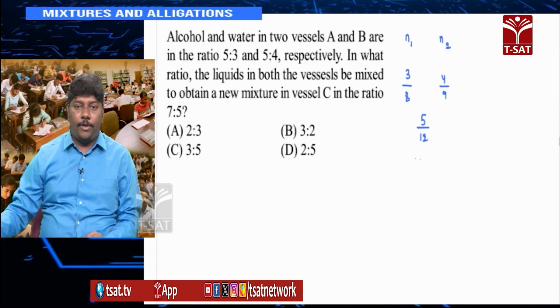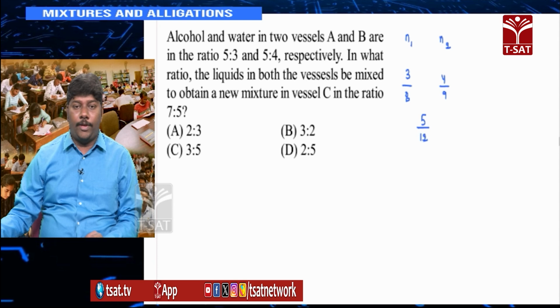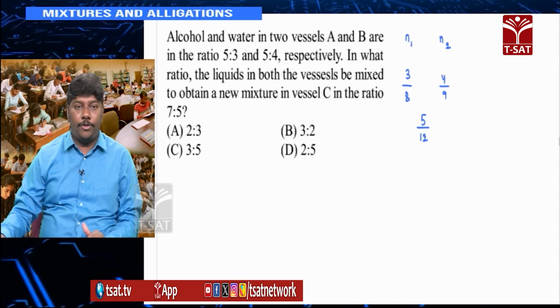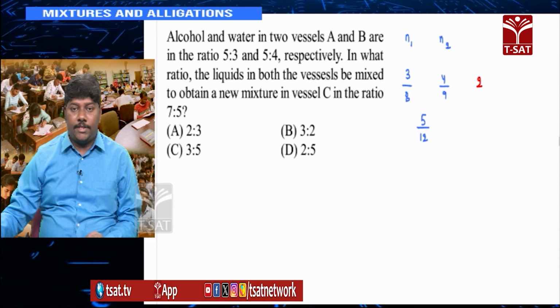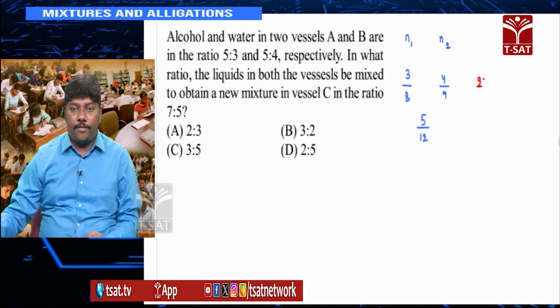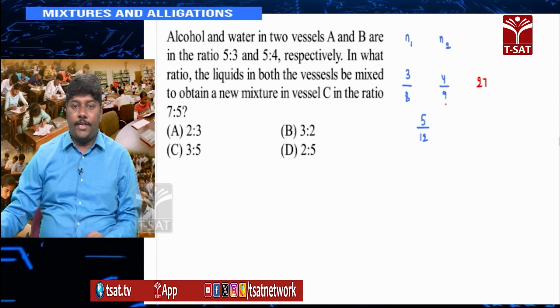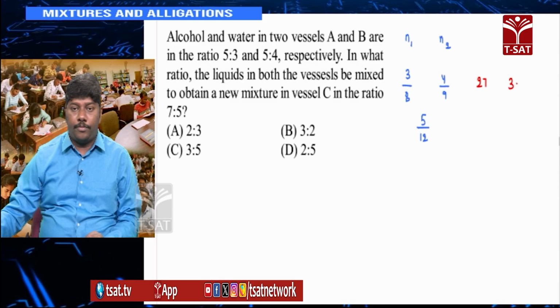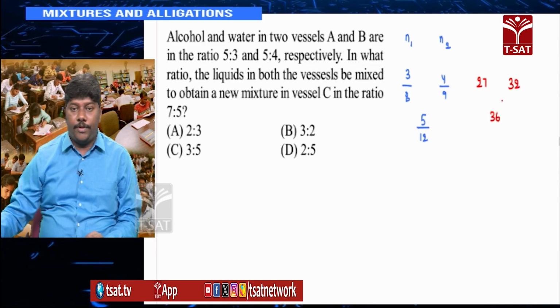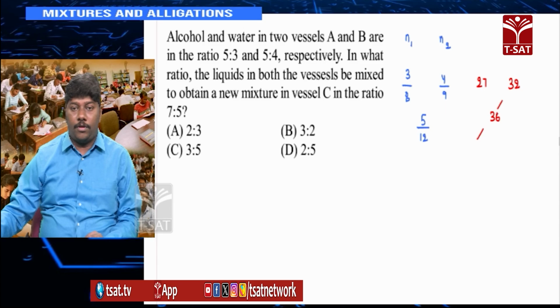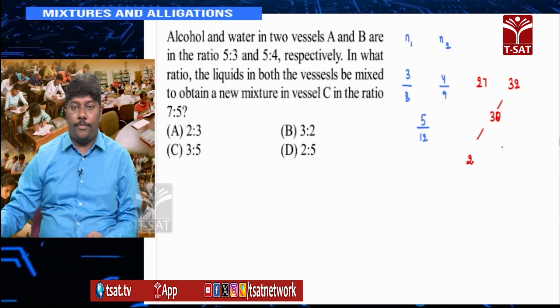I can just multiply it with the LCM of 8, 9, 12, that is 72. Multiply it with 72, what are you going to get? 72 means 8 9s are 72, so 3 9s are 27, 9 8s are therefore 32, 12 6s are therefore it is 30. The difference is 2 here, difference is 3.